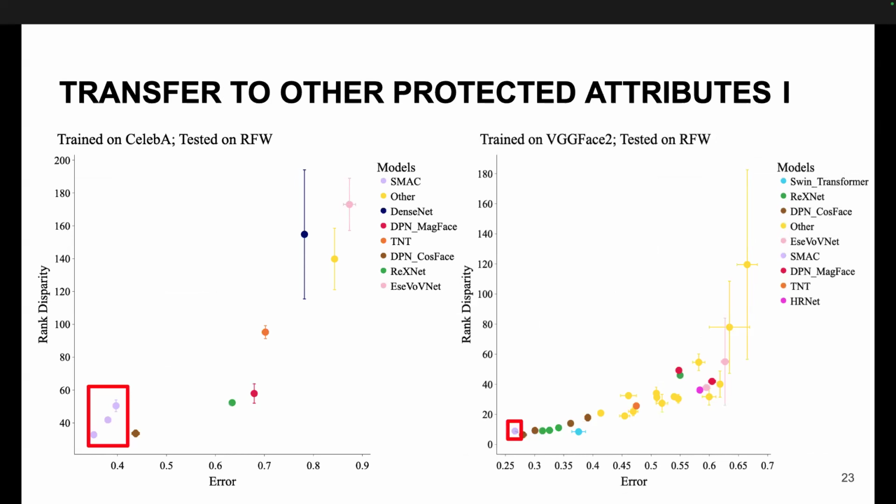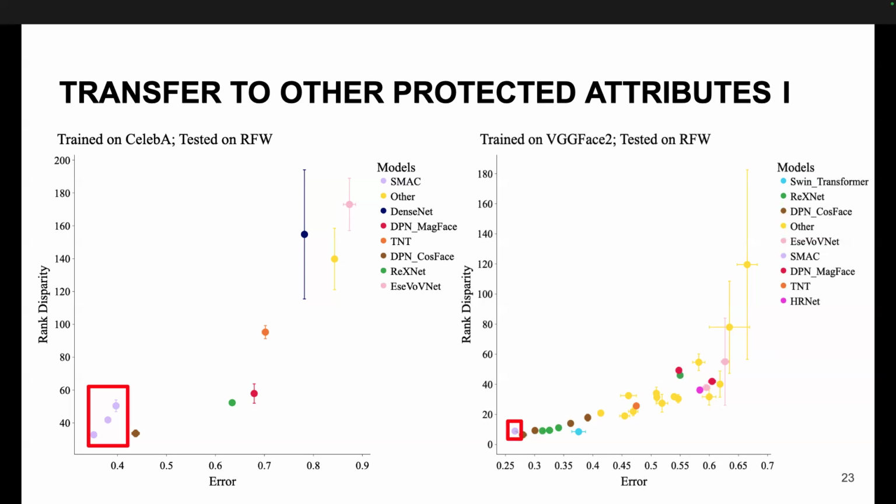One question that we were very interested in was how the fair properties of these architectures translate to different protected attributes. For CelebA and VGGFace2, we primarily study gender as a protected attribute, but then we transfer to a dataset called Racial Faces in the Wild, which has race as a protected attribute. There are 4 different races or groups in this dataset, and the metric then transforms to maximum pairwise rank disparity. What we observe is that without any additional training, the SMAC architectures transfer quite well and are very competitive in terms of both the rank disparity and the error metric.